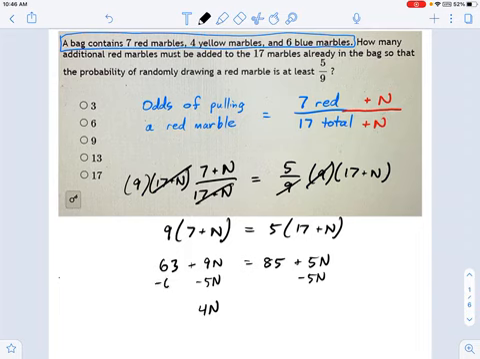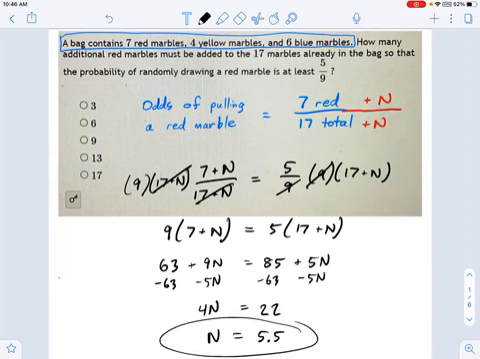I'm going to subtract 63 from both sides. And that gives me 22. So n is equal to, from the looks of it, 5.5 red marbles have to be added to the bag. Well, good luck adding half a marble, right? This means you have to add 6 marbles to get at least a 5 over 9 chance, right?